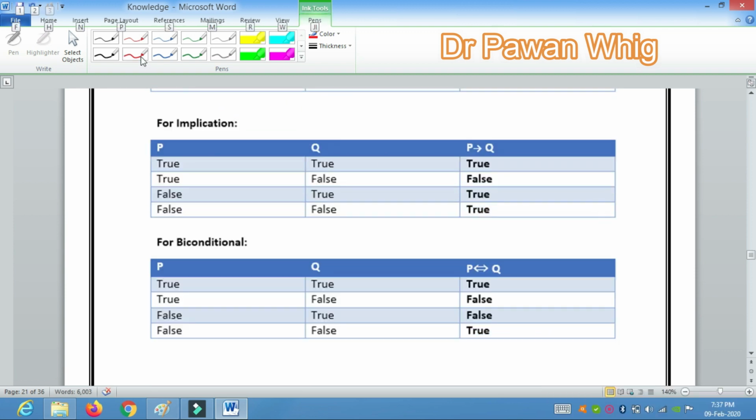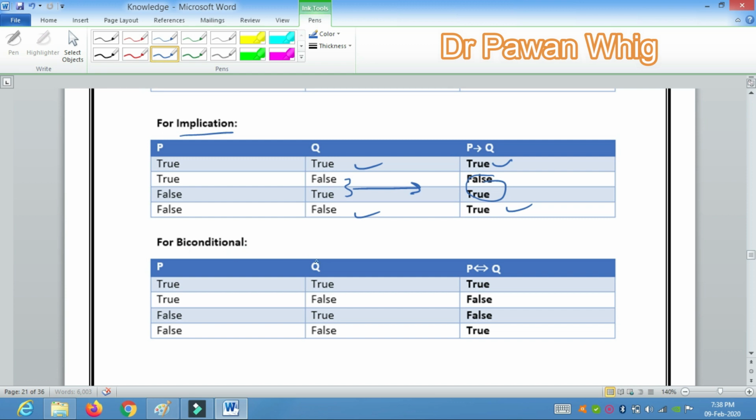Now talking about the implication, this is very important to understand. In implication, when both are true or both are false, then this is true. Otherwise you have to follow P. Whatsoever Q is, you have to follow here. See, whatsoever the Q values, you have to follow here. In this way you can learn this.